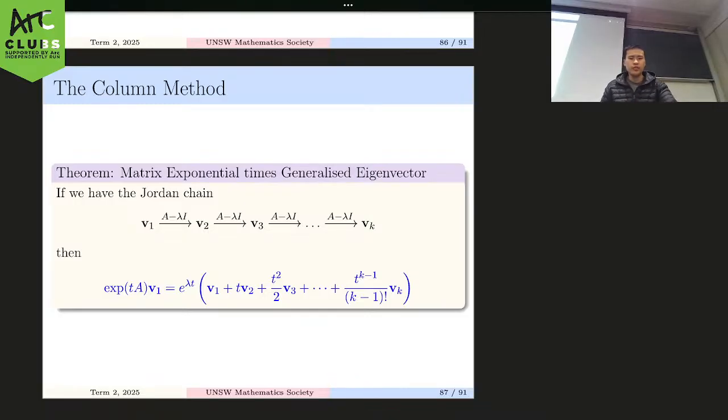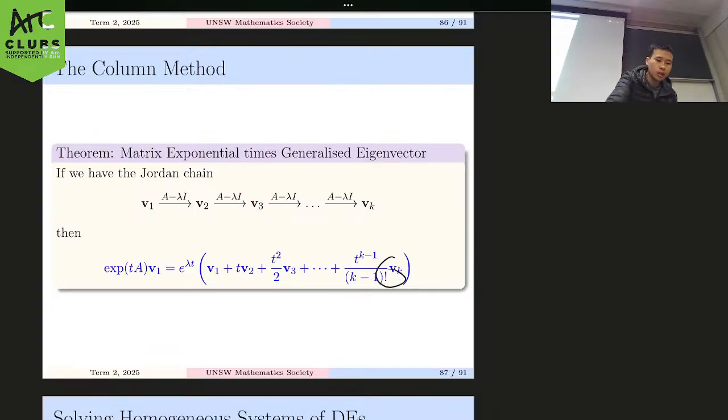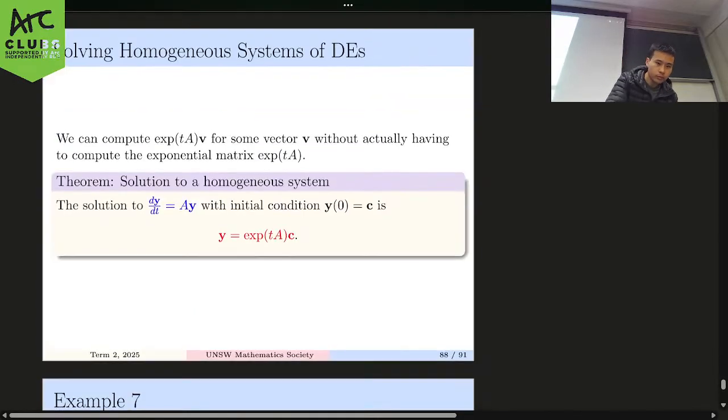If you have your Jordan chain, then essentially the exponential times some vector is equal to whatever eigenvalue you're evaluating at, followed by the vectors following your Jordan chain. This would be the start of your Jordan vector, and you keep going. This should be the last vector before you get the zero vector. So that's the column method.